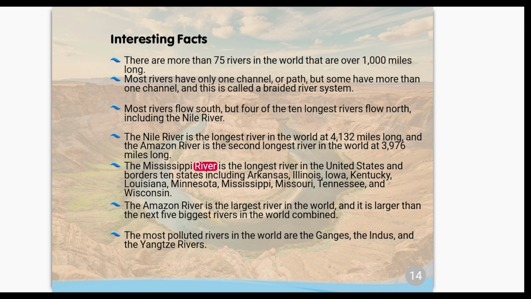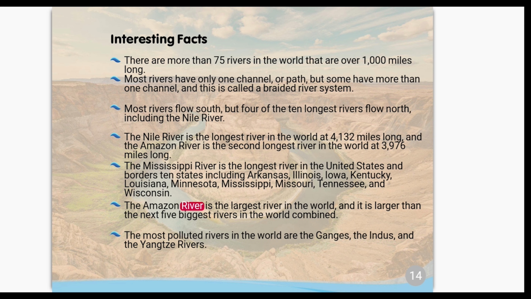The Mississippi River is the longest river in the United States and borders 10 states, including Arkansas, Illinois, Iowa, Kentucky, Louisiana, Minnesota, Mississippi, Missouri, Tennessee, and Wisconsin.